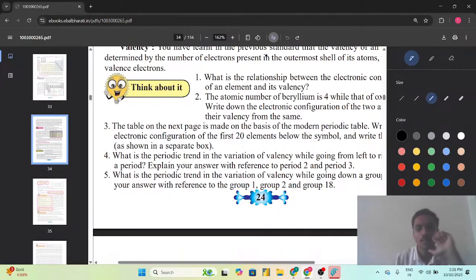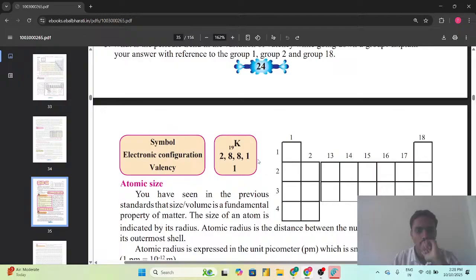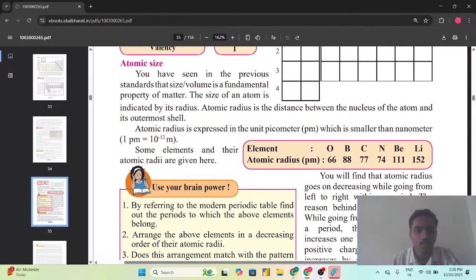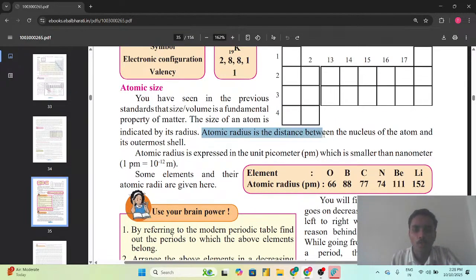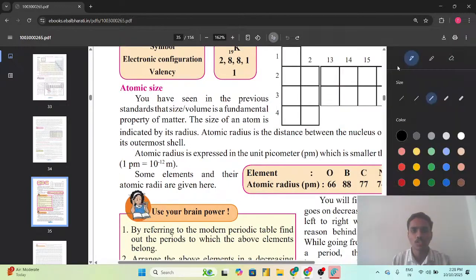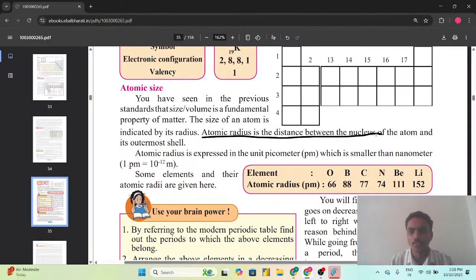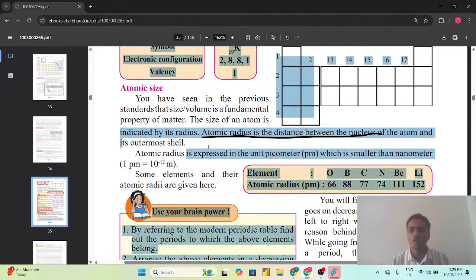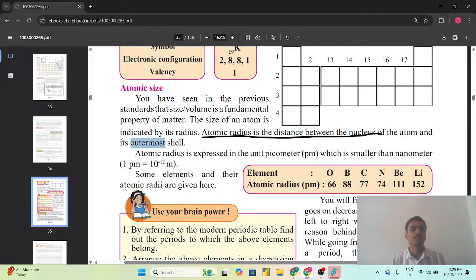Now let's look at the latter part. Atomic radius is the distance between the nucleus of the atom and its outermost shell. This is an important point to keep in mind from the perspective of the exam. Atomic radius is the distance between the nucleus of an atom to its outermost shell, that is, the valence shell. So this we have seen.